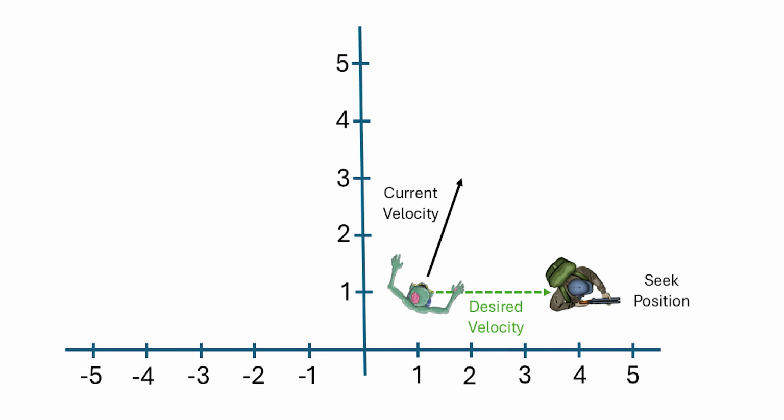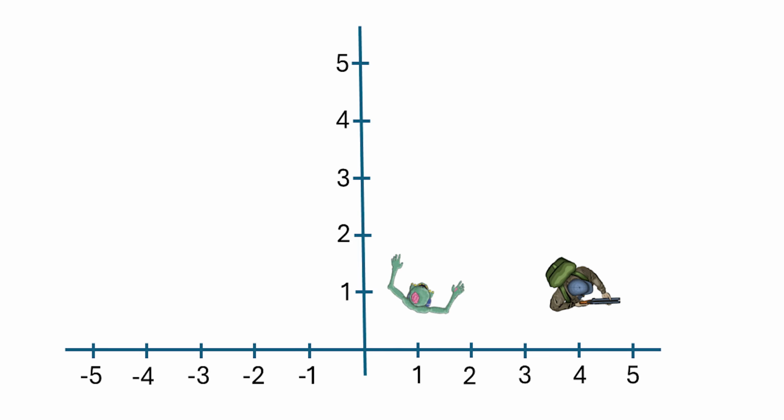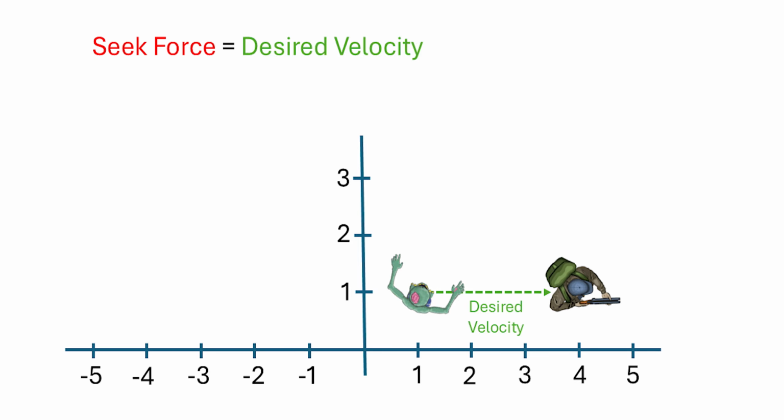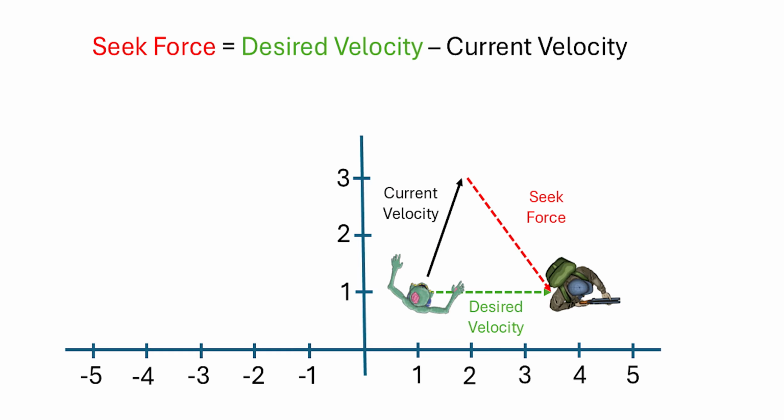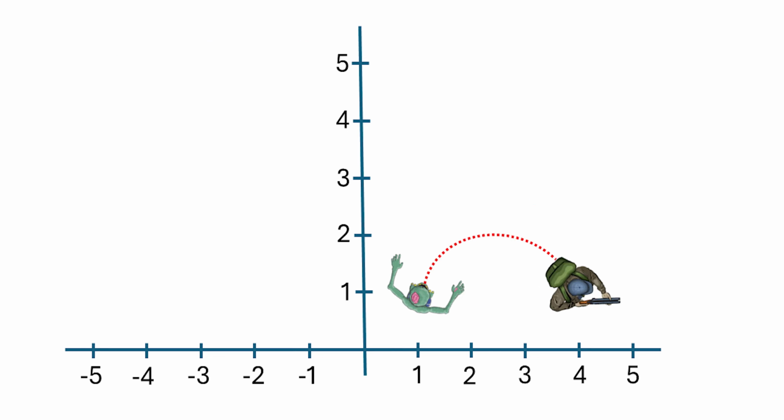Okay, so this is all the information we currently have. But what we really need is a seek force. This is a vector that can be applied to the zombie and move it in the desired direction. This is simply our desired velocity minus our current velocity. Notice how it doesn't quite reach the target? That's okay. Each frame this will be recalculated and the calculated seek force will get us there, but it will overshoot because the seek behaviour doesn't cater for slowing down.